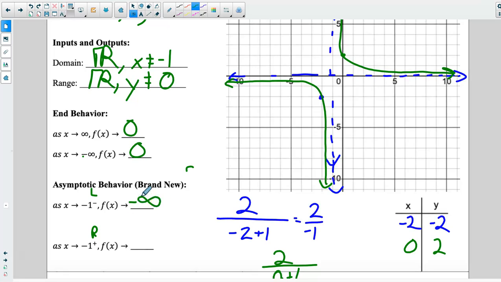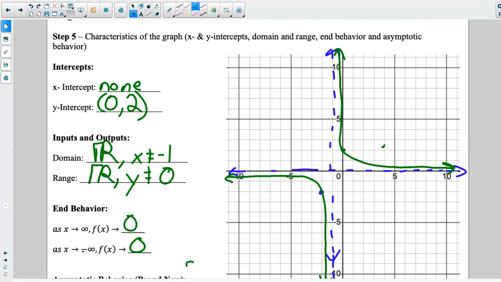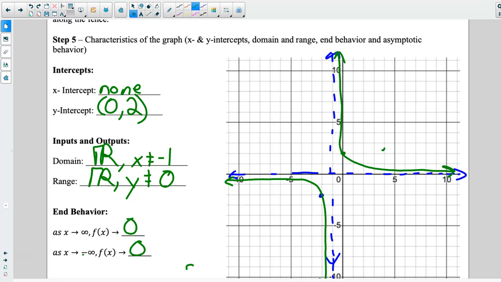As I approach from the right, I go back to my grid. I go back to my vertical asymptote. I go to the right of it, and then I boomerang back to it. So I'm on my function. Where am I going? Infinity. I'm going up, right? So we go to infinity.